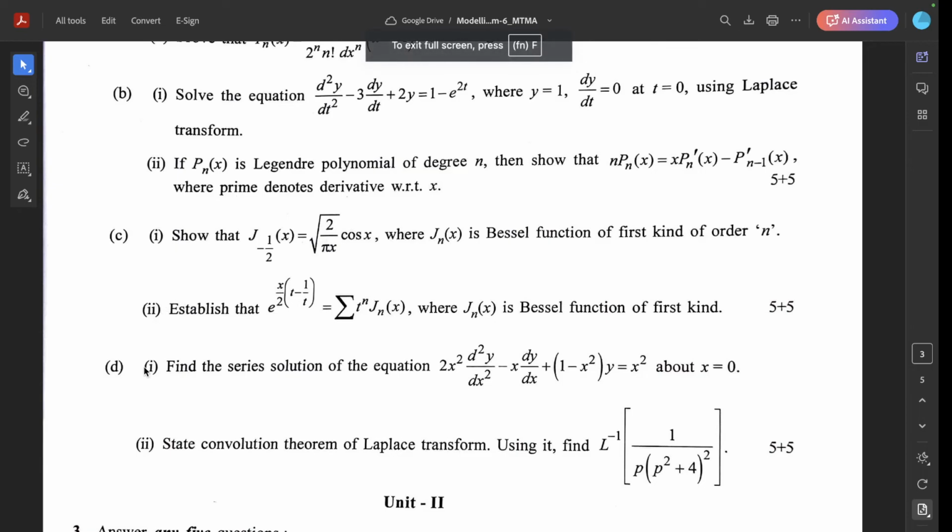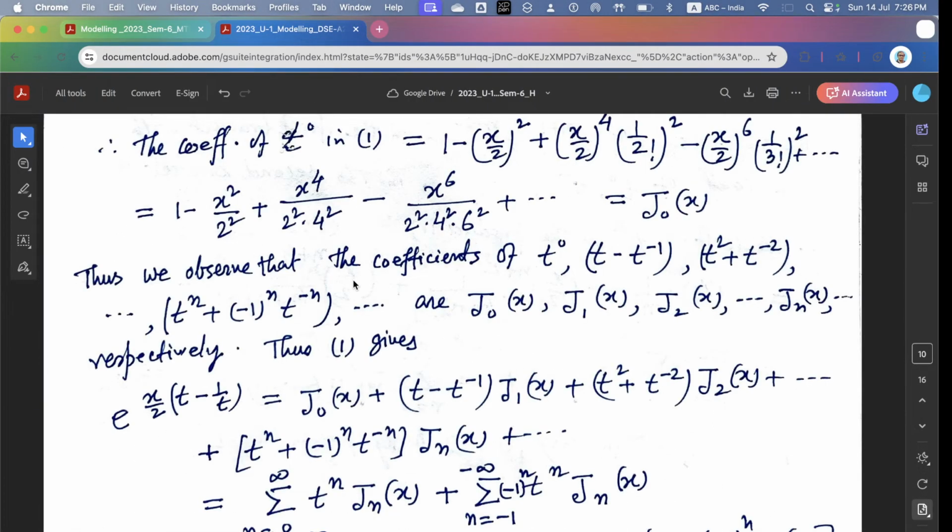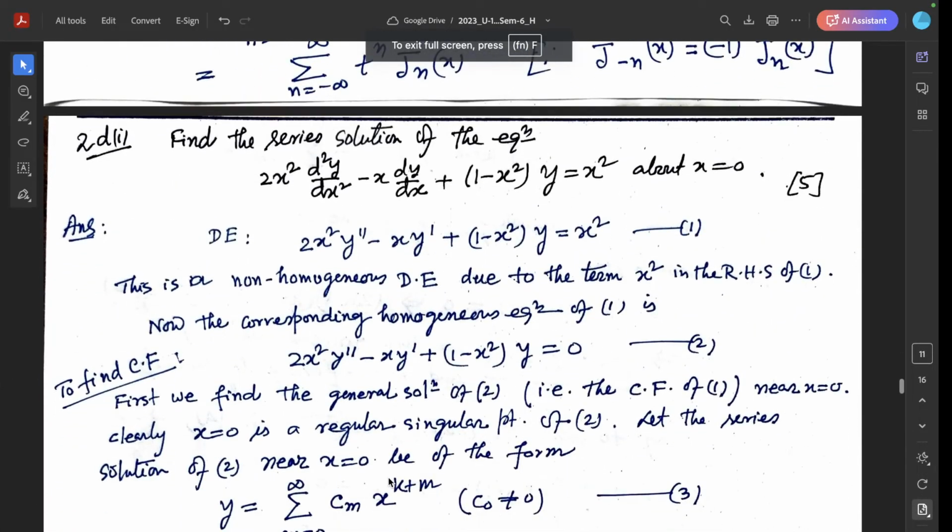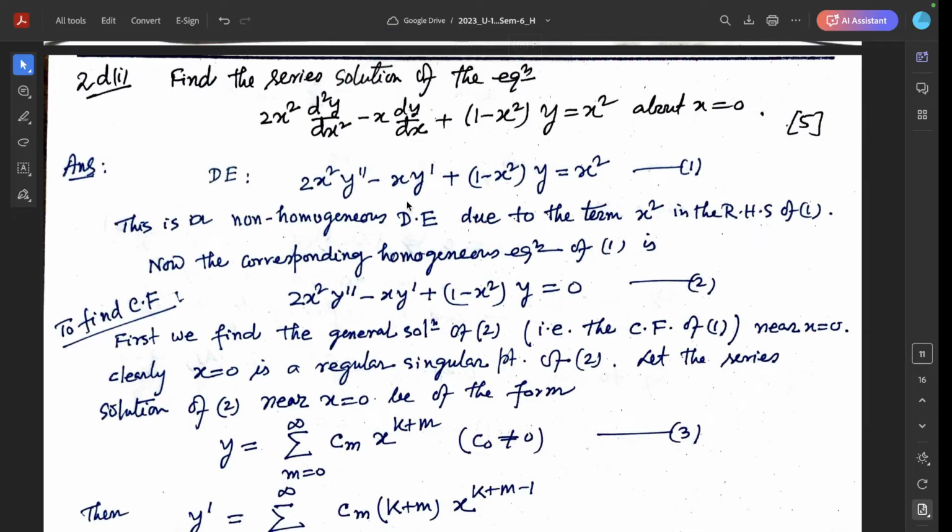Next question, question D1. Find the series solution of the equation 2x squared d2y/dx square minus x dy/dx plus (1 minus x square) y equal to x square about x equal to 0. And obviously this is a non-homogeneous differential equation due to the presence of the term x square on the right hand side of equation 1. Now the corresponding homogeneous equation has right hand side equal to 0. If we find the general solution of equation 2, actually this is the complementary function of equation 1.